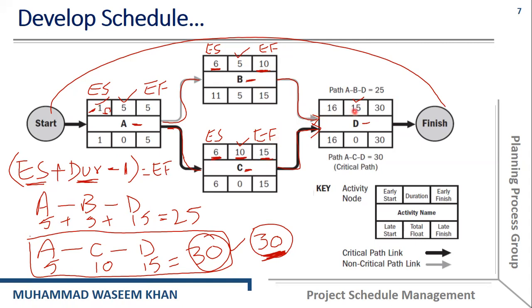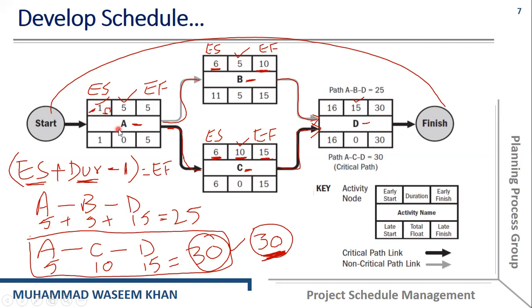And as you know, this duration is 15, so 16, 17, 18, 19, 20, 21, 22, 23, 24, 25, 26, 27, 28, 29, and 30. So 30 would be the earliest finish of activity D. Okay, so that's how we can find the earliest start and earliest finish for each activity if we start the project on day one.